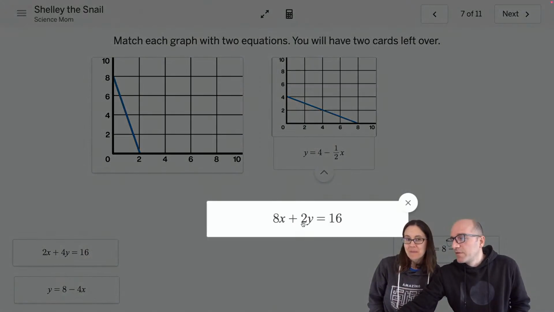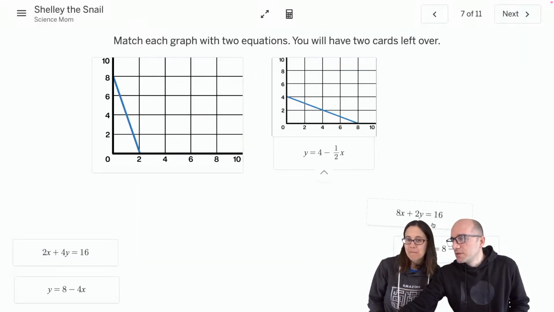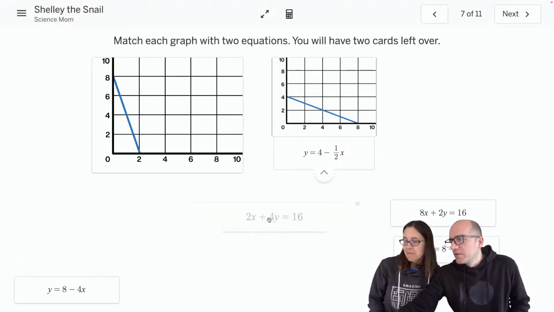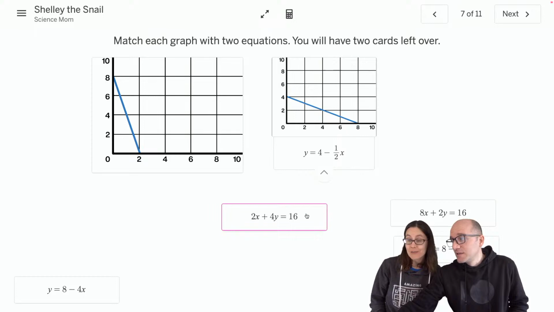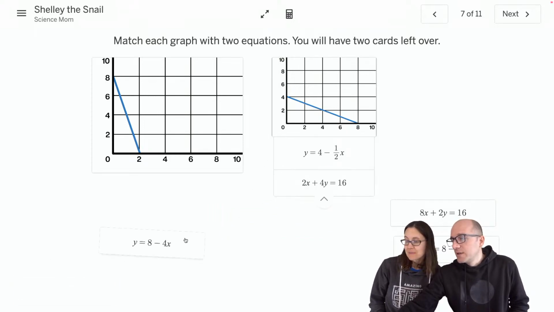Okay, so if I plug in 0 for x and 4 for y, that one also doesn't work for this rightmost equation, or graph. If I plug in 0 for x and 4 for y, ooh, that one does work. And if I plug in 8 for x and 0 for y, so 8 for x would be 2 times 8 is 16, plus 4 times 0 is still 16. Equals 16, so that works. All right, so that one works. And then this one doesn't work for that one.